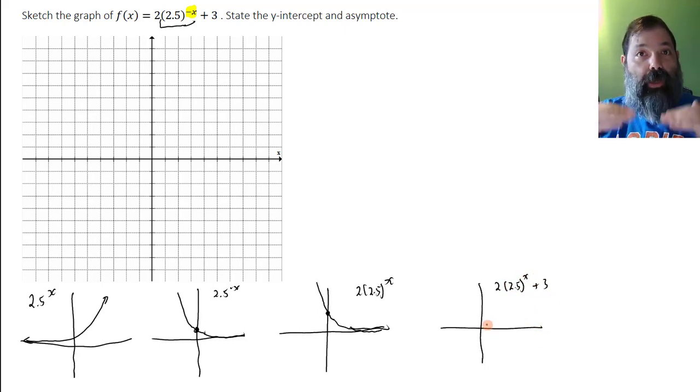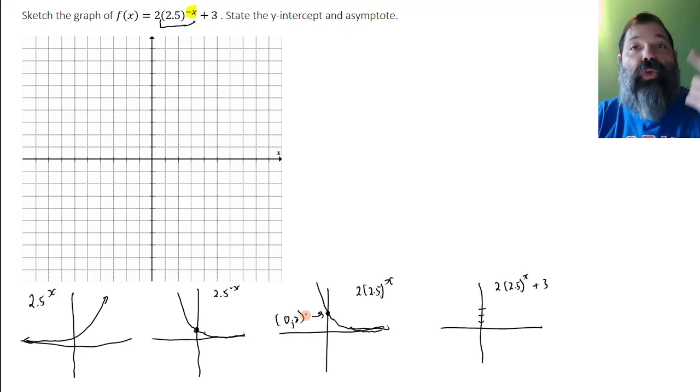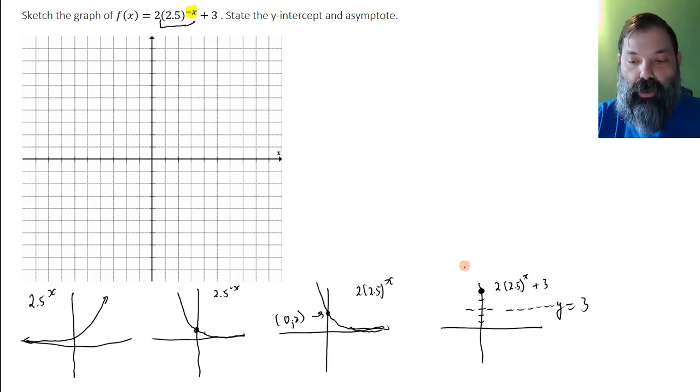So that's going to take my asymptote as well and move it up 3 units. So let's take that whole curve and shift it up 3 units. Well then, my y-intercept was the point 0, 2. Let's move that up 3 units as well. So then I have the point 0, 5, and it's now asymptotic to y equals 3. And so I get a curve that looks roughly like this.